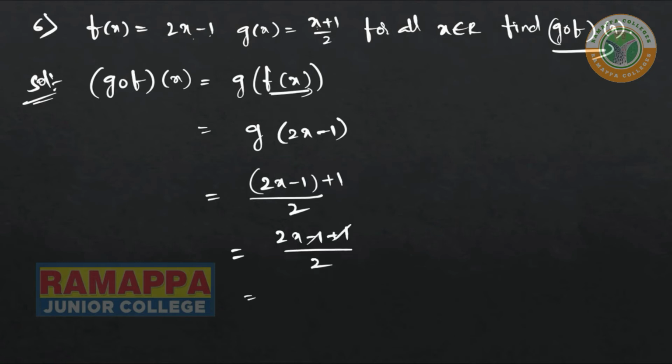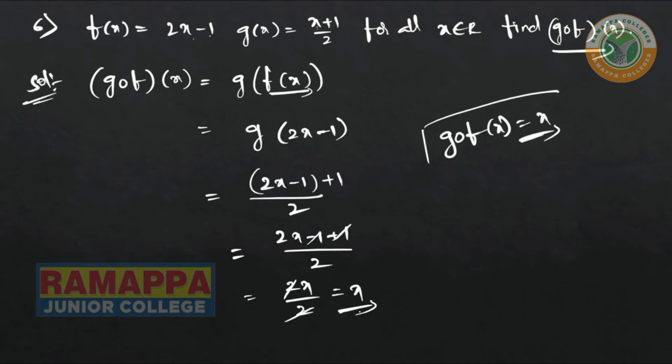So 2x divided by 2, the 2 gets cancelled and x will remain here. So g of f of x is equal to x, the answer I am getting is x. This is the solution of this one. Now the sixth one is over here. Now move to the next question.